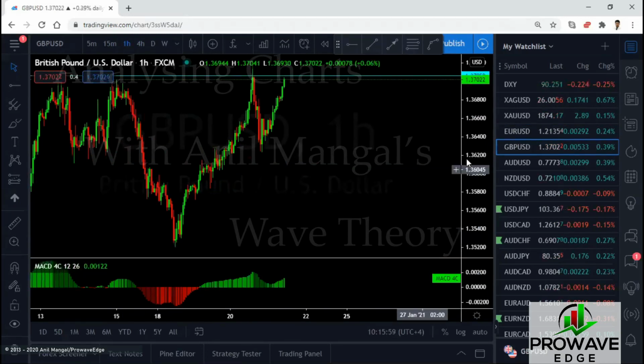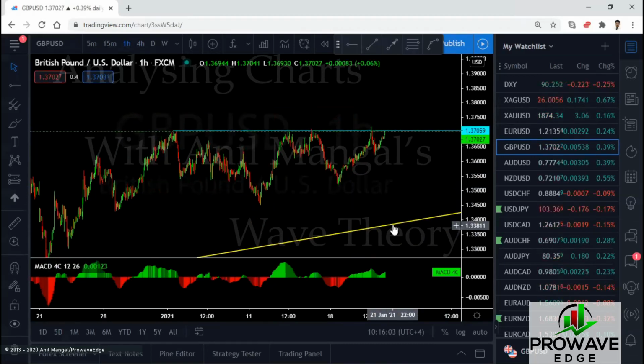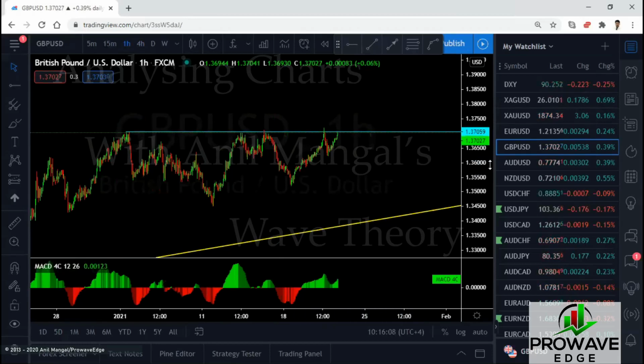On the pound dollar, still no setup to buy or to sell. Right, it's just going sideways. So we're not going to be doing anything in the pound.